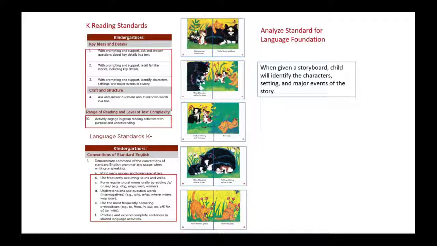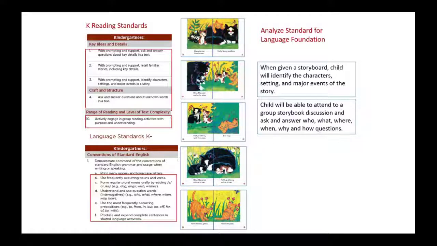When given a storyboard, the child will identify the character, setting, and major events of the story. Child will be able to attend to a group storybook discussion and answer, so that's this, and answer who, what, and where questions. So that's this. So we're basically taking, wherever it was, information from across these objectives.